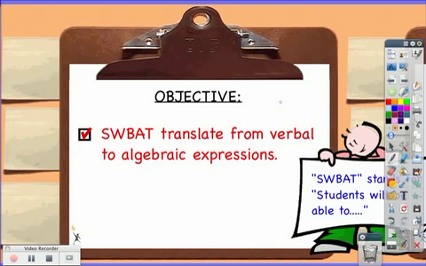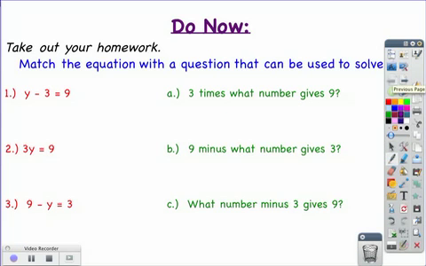After this lesson, students will be able to translate from verbal to algebraic expressions. Do now: pause the screen as you answer these questions and restart the video when you're ready.